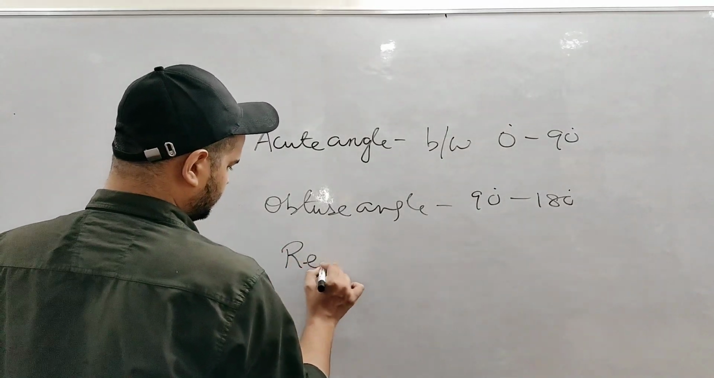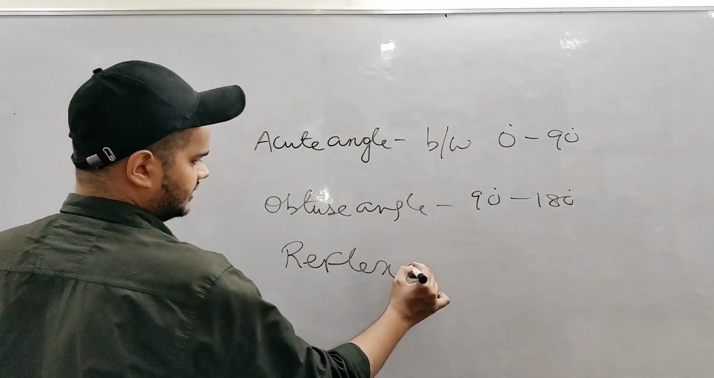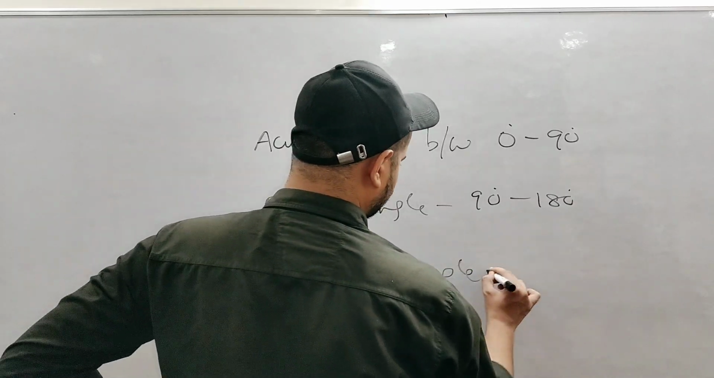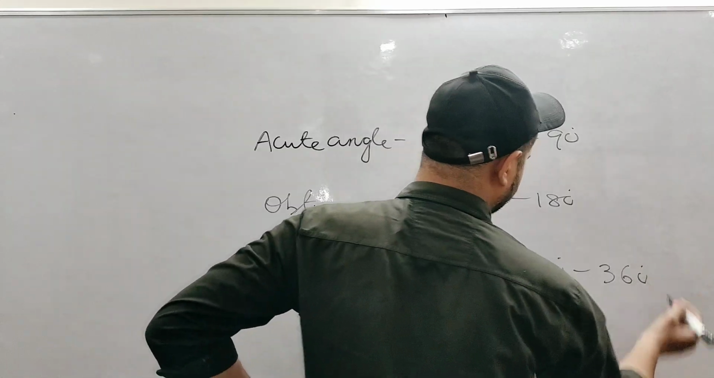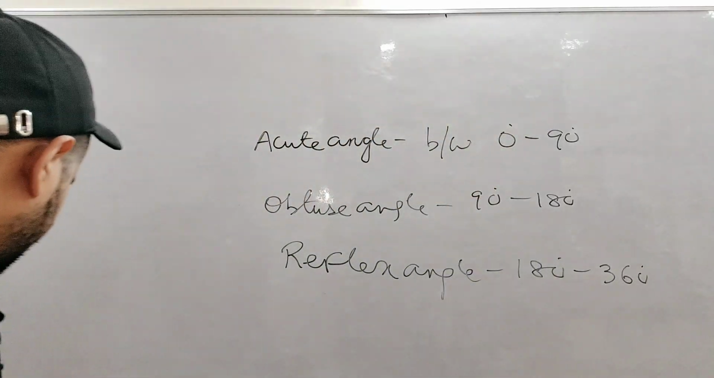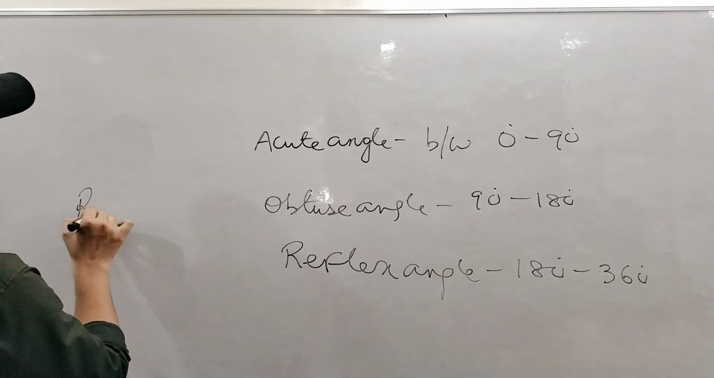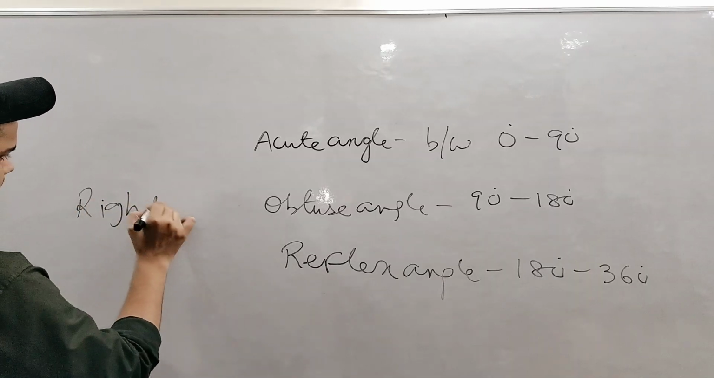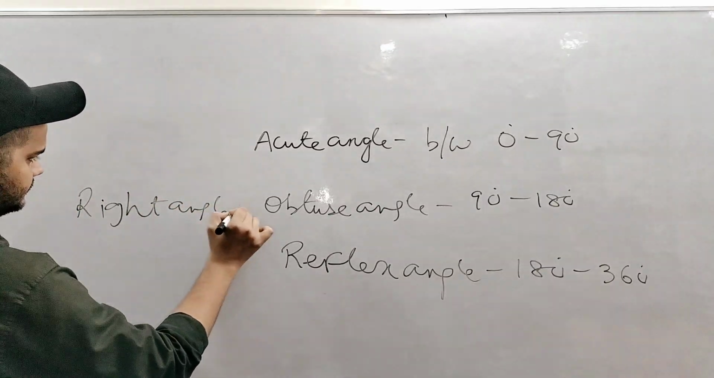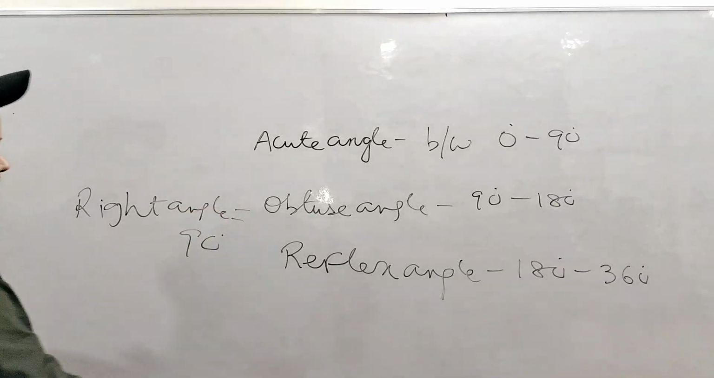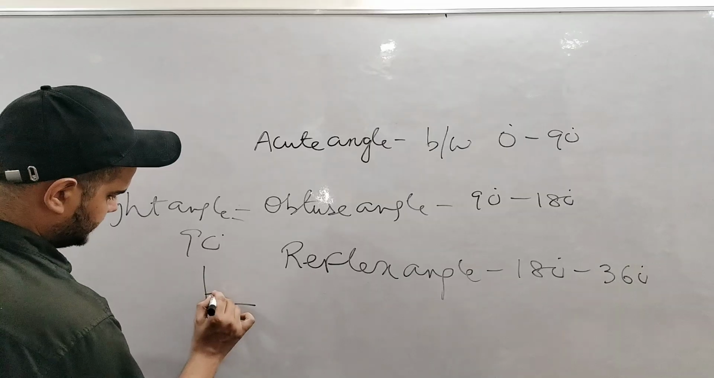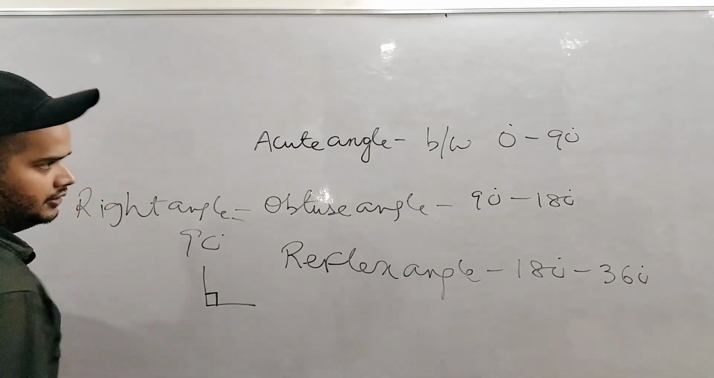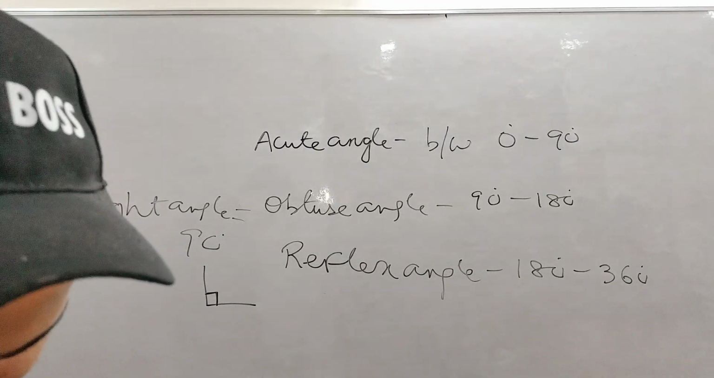Third, reflex angle. Angle lying between 180 and 360 degree. And this we know very well that right angle measures 90 degree. ठीक है. This is right angle. This is right angle. Okay, note it down.